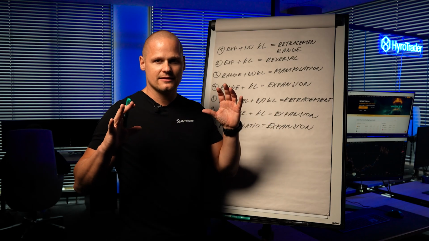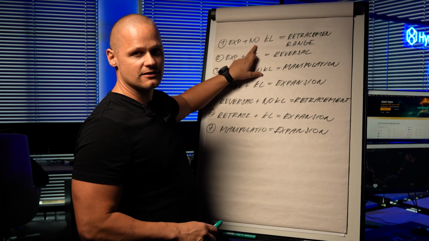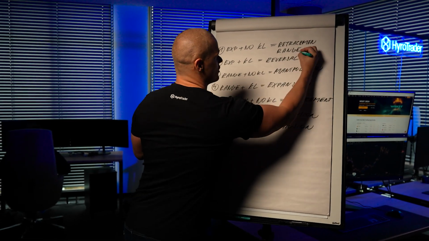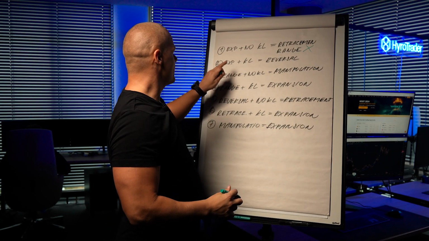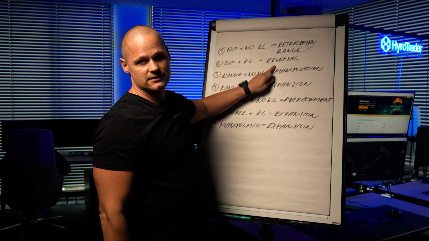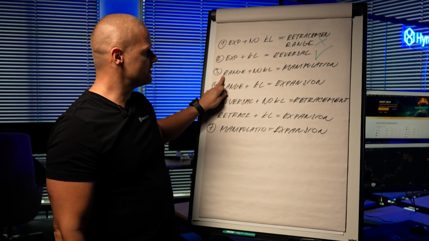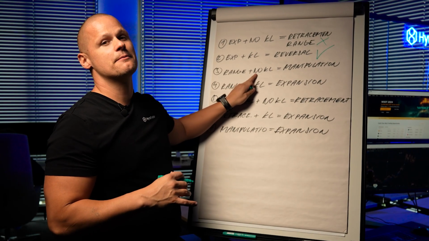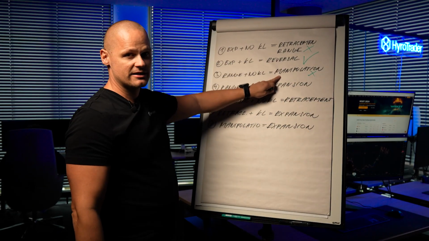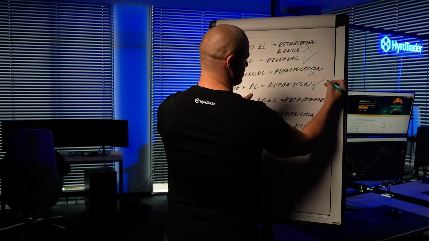If you get an expansion but not on the key level, the possible outcome is going to be retracement or the range. You don't want to trade this. If you get expansion plus key level, then the outcome is a reversal. This is where you want to be positioned. If you get a range but no key level, then expect a manipulation to the key level. You don't trade, you wait for the manipulation. If you get a range plus key level, you expect expansion. You want to trade it.